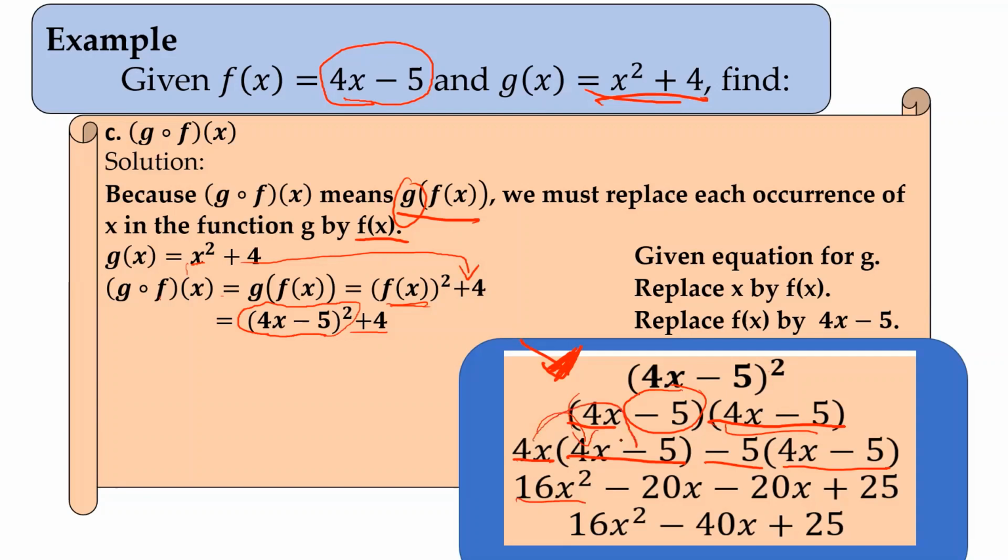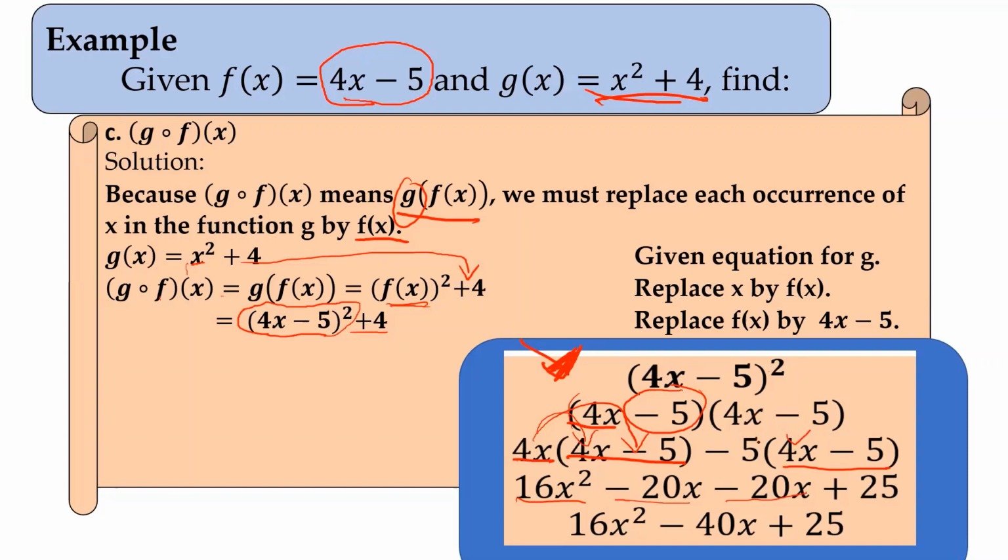Next, 4x times minus 5 or negative 5, that would give us minus 20x, kasi negative si 5, positive si 4. At isa lang yung x, therefore, may x siya. So negative 20x here. Next, how about here? We will multiply negative 5 times positive 4x. That would still give us negative 20x kasi negative yung isa.